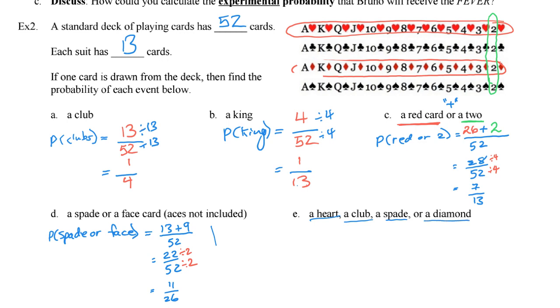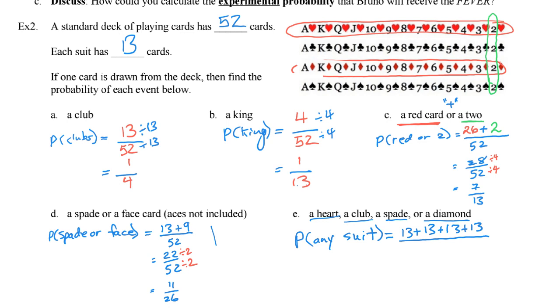So if we played any suit, we're going to have the following. Well, a heart is 13, plus a club is 13 possibilities, plus 13 again, plus 13 again. And you know what's really cool about it? None of them overlap, so we don't have to subtract any bits.